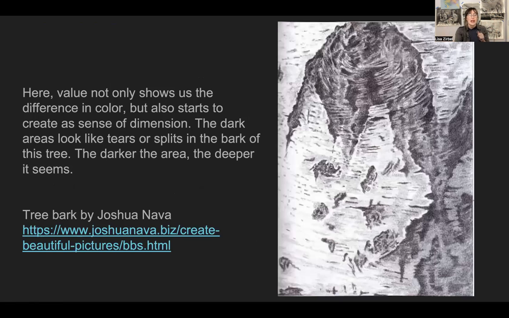Okay, so here's some bark. The value not only shows us the difference in color, but also starts to create a sense of dimension. The dark areas look like tears or splits in the bark of the tree. The darker the area, the deeper it seems. So that's part of the sensation that darkness and black tends to recede and brightness tends to come forward. And that's just the way that depth is created with value in our drawings.